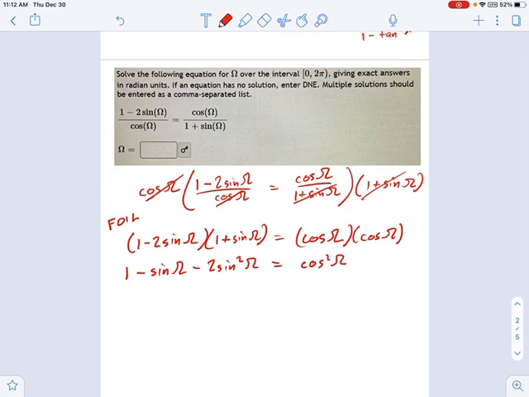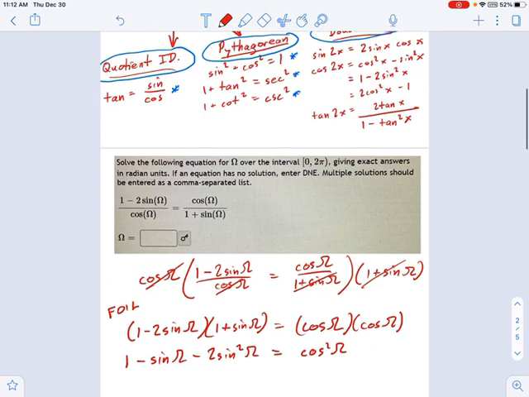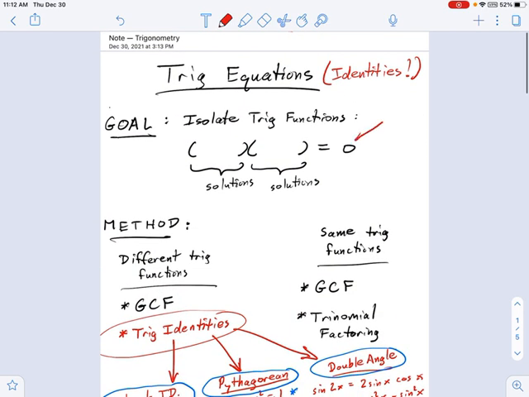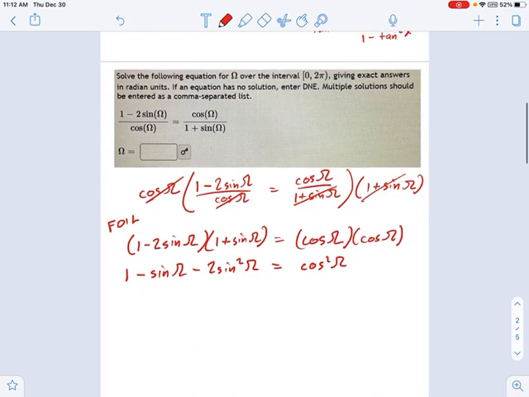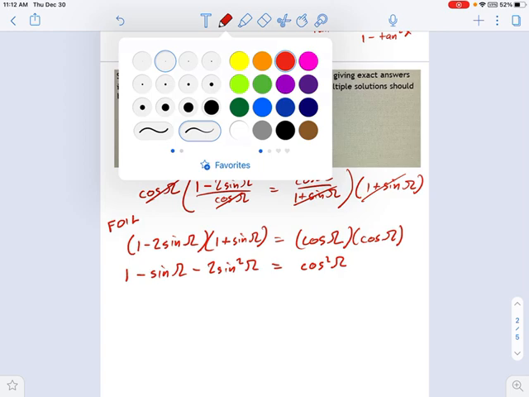Now we're running into a problem. I want to factor this. I want to get it in factored form, some parentheses times another parentheses equals 0, easy to solve. But I can't because there's no GCF here, right? I've got cosine over there, sine over here. There's no GCF in between them. And any kind of factoring you do is basically not going to work.